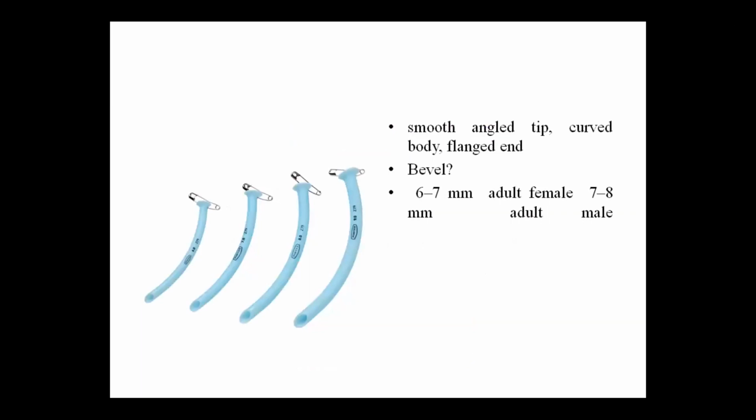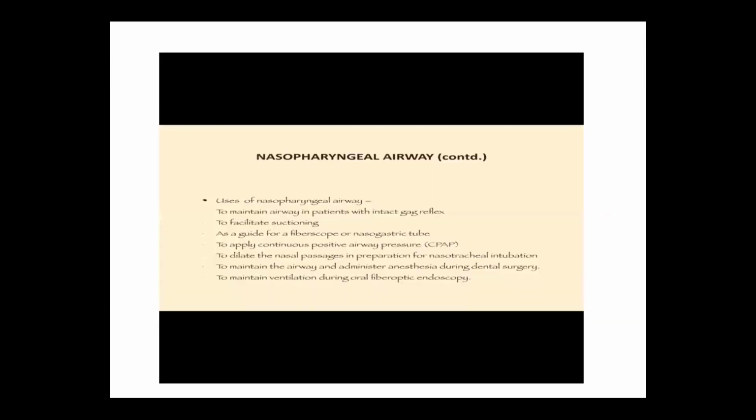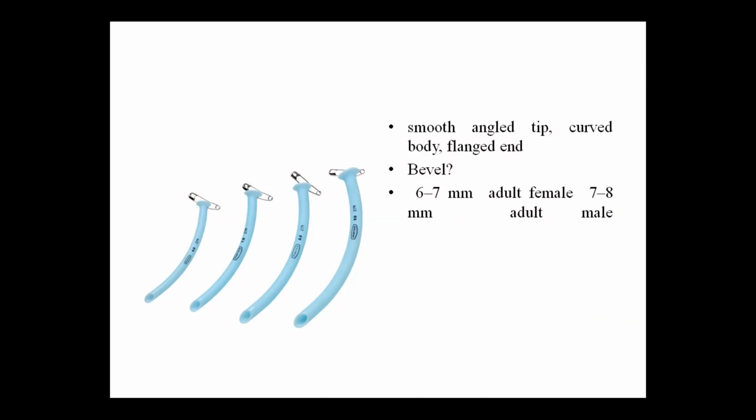When you're talking about the oropharyngeal airway, you have to talk about the nasopharyngeal airway. The parts are the same: tip, curved body, and a flange end. A very important question which is commonly asked is how do you insert it? Where should the bevel be facing? The bevel should be facing toward your nasal septum. What are the various sizes available? And how to estimate the correct size, I have already told you.